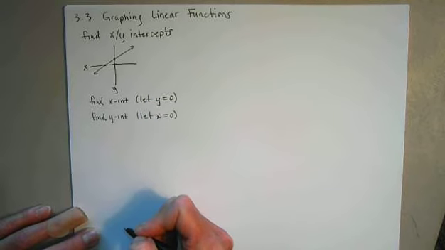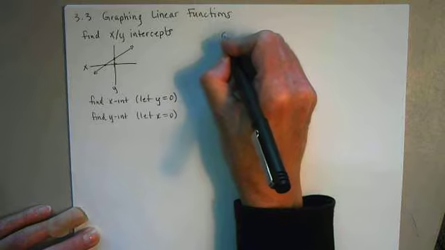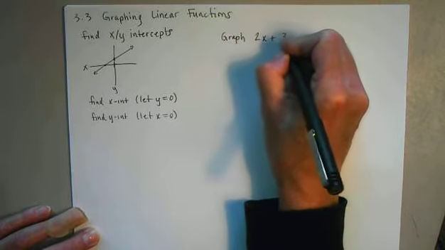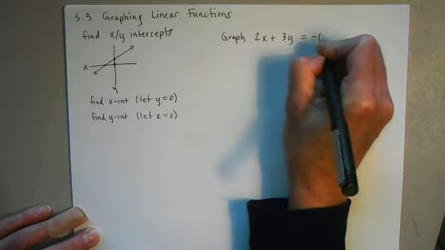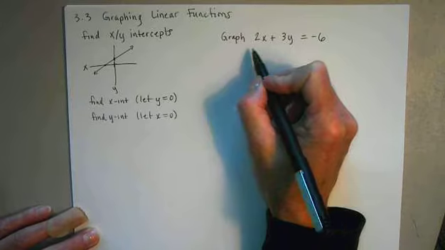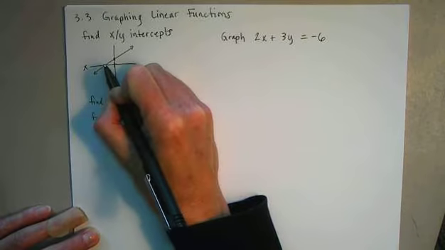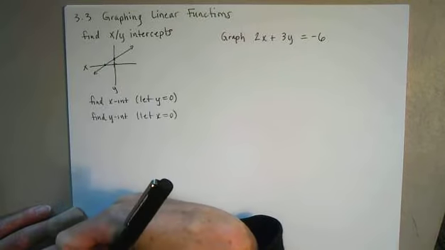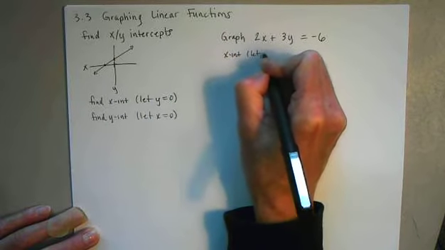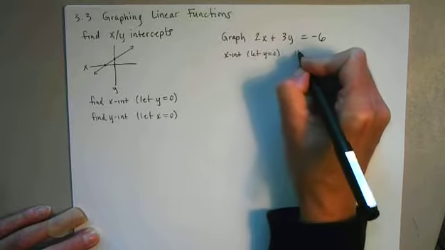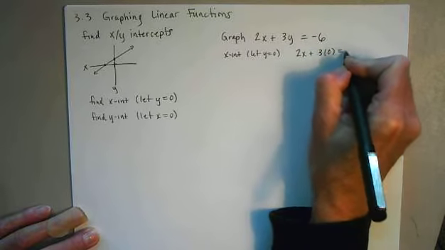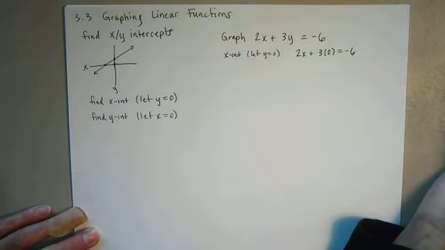So let's try it. Let's say they ask us to graph 2x plus 3y equals -6. So I can do that just by finding the intercepts, and that will give me 2 points, which is enough to graph a line. So once again, if I want my x-intercept, we will let y equal 0. So it would look like this: 2x plus 3, and instead of y, we're going to write 0, equals -6.